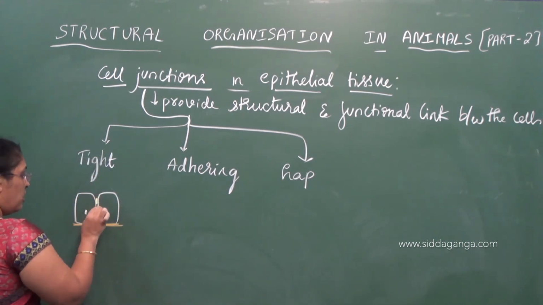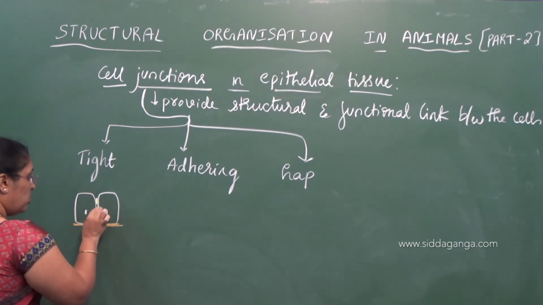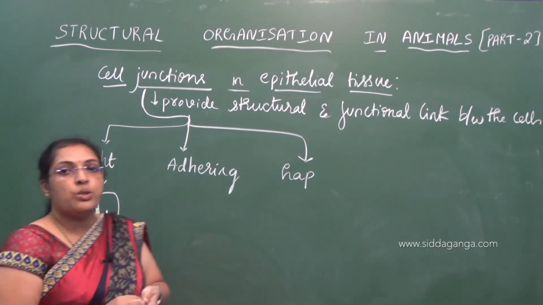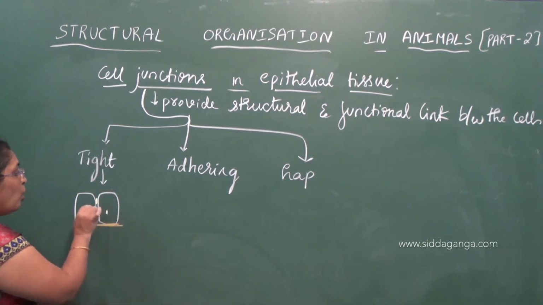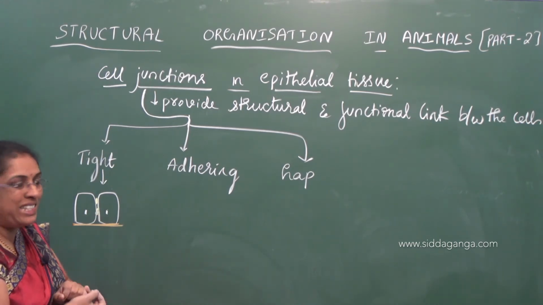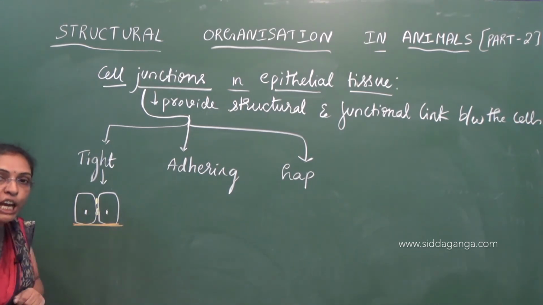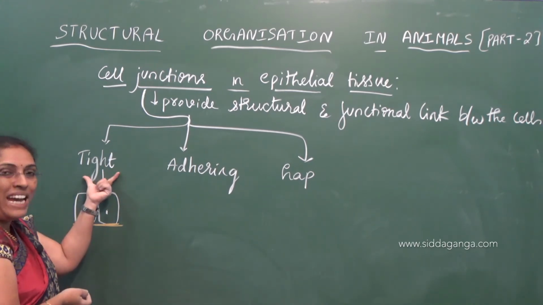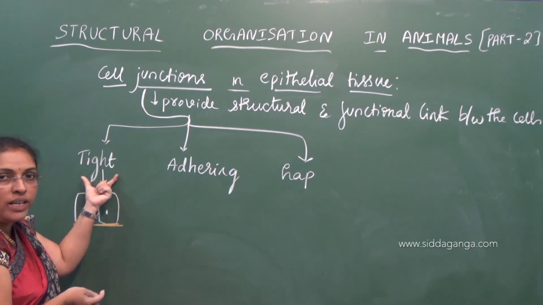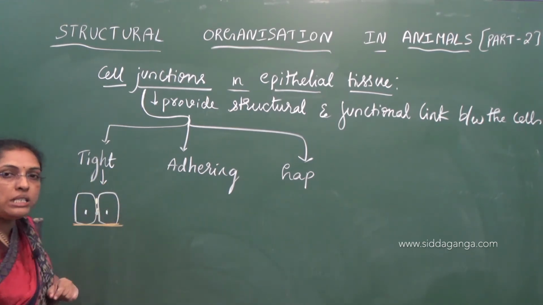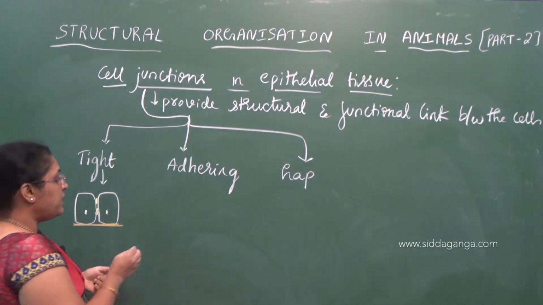So in tight junctions, this type of junction will not allow any movement of substances between the cells. They prevent leakage of substances between the cells. As the name indicates, there is no leakage of substances between the cells. That is about tight junction.